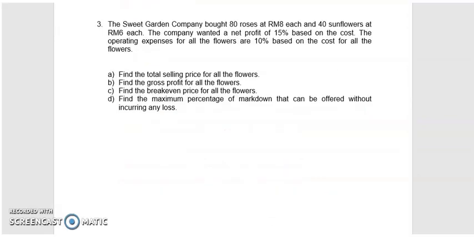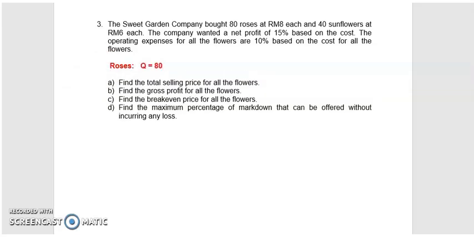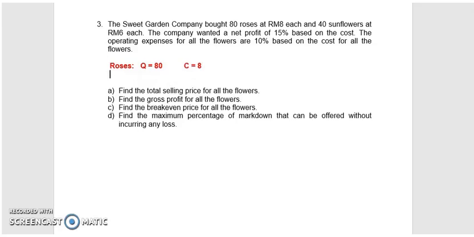Okay, now let's look at question 3. The Sweet Garden Company bought 80 roses at 8 ringgit each and 40 sunflowers at 6 ringgit each. Okay, so we have two items here, roses and sunflowers. So roses quantity is 80 and the cost is 8 ringgit. Okay, so this is for 1 unit.